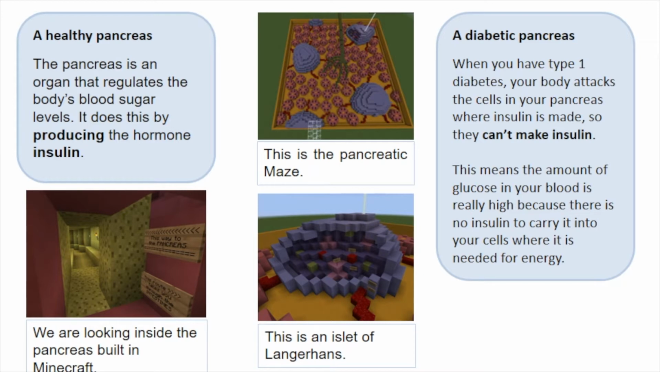When you have type 1 diabetes, your body attacks the cells in your pancreas where insulin is made, so they can't make insulin. This means the amount of glucose in your blood is really high because there's no insulin to carry it into your cells where it's needed to make energy.